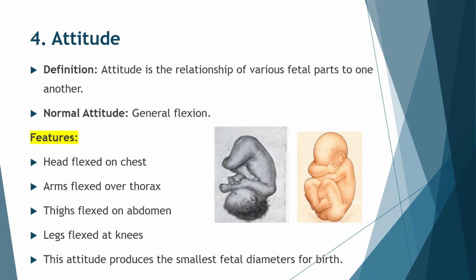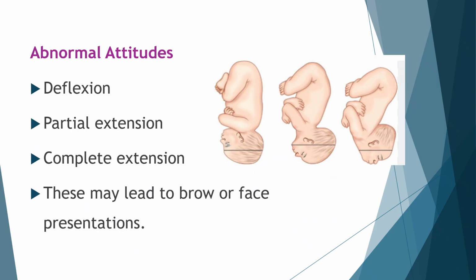So, dear students, remember that attitude is all about the baby's posture inside the uterus. The normal attitude is general flexion, where the baby is nicely folded up, helping it pass through the birth canal more easily during labor.